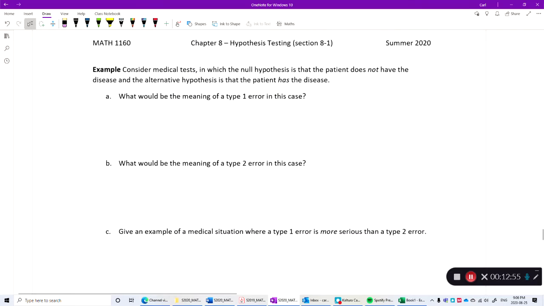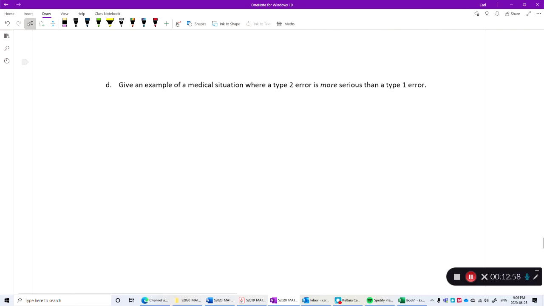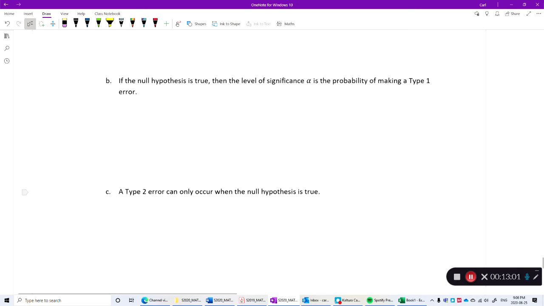Okay. So one more page here, 2 more pages. It's a long one, isn't it?